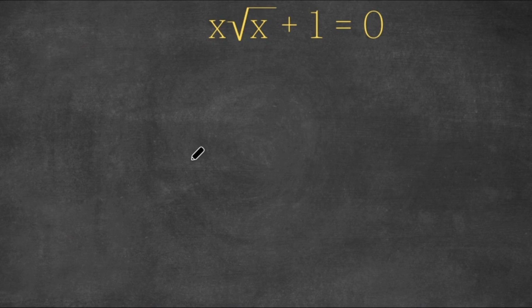In today's video, I'm going to be teaching you guys how to solve this problem. So we have x times the square root of x plus 1 is equal to 0. Now what I'm first going to do is subtract 1 on both sides to move this 1 to the right-hand side. So now we get x times the square root of x is equal to -1.